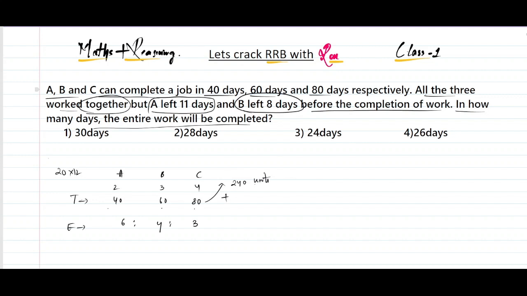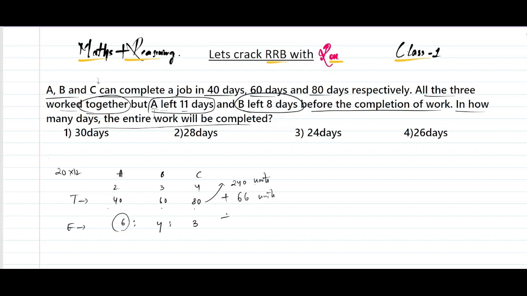See, only C is there for the very end day of the work. A left 11 days before. What if A is also there for the very end of the work? Then what will be the extra work? A's efficiency is 6 and he left 11 days before. So another 66 units of work will be more if A is there for the very end of the work.